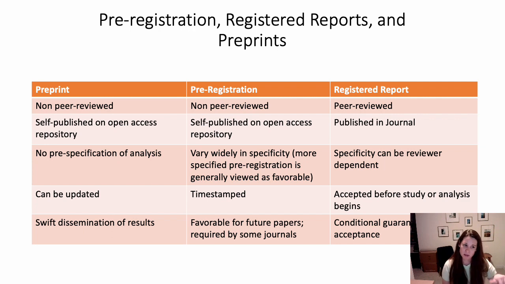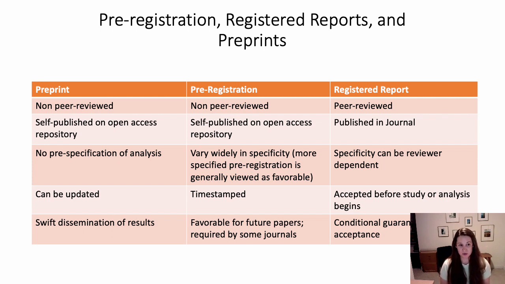Both preprints and pre-registrations are not peer-reviewed, although people can comment on them, whereas a registered report would be a peer-reviewed document. Preprints and pre-registrations are self-published on open access repositories, whereas a registered report is published in a scientific journal. And a difference between preprints and pre-registrations is that preprints are done at the publication phase. So maybe you've done the study, you've written it up, you're saying, okay, this is an article that I'm going to publish, then you can release it as a preprint.